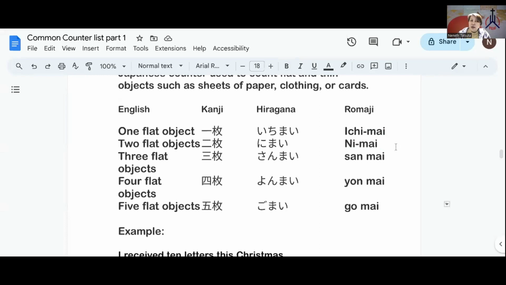You can also use futatsu, hitotsu, mitsu, but this is the proper way. And sometimes, if you go to the department store or any convenience store here, if they see that you are a foreigner and you are not using ichimai, nimai, they will also use the word hitotsu. Hitotsu desu ka? Futatsu desu ka? Mitsu desu ka? Because that is the general counting.